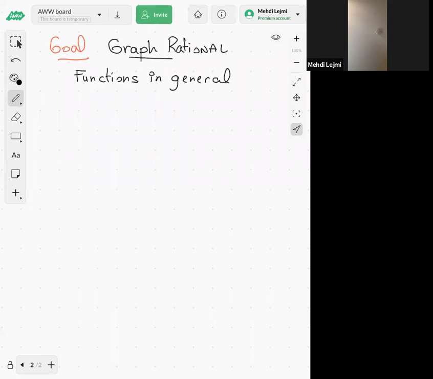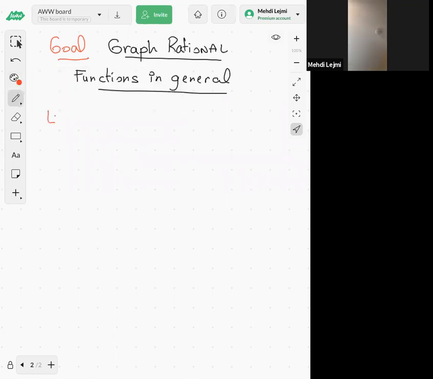Right? So that's our goal today, or the goal of this section. I'm going to start with two examples, so we can see what happens. What will be the shape of a rational function? So let's first have a couple of examples.